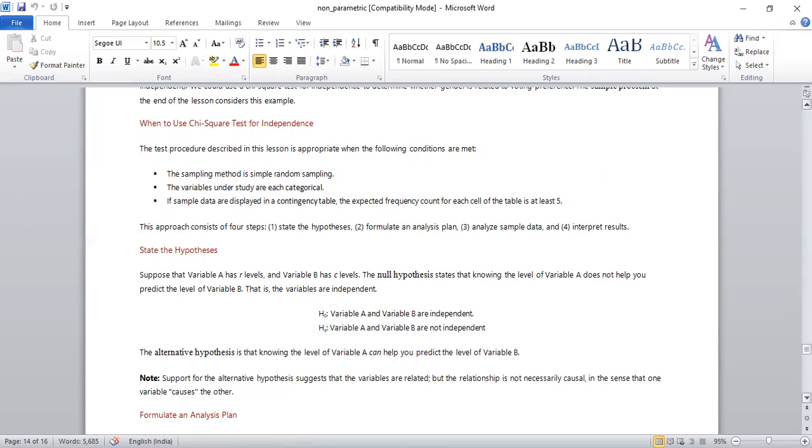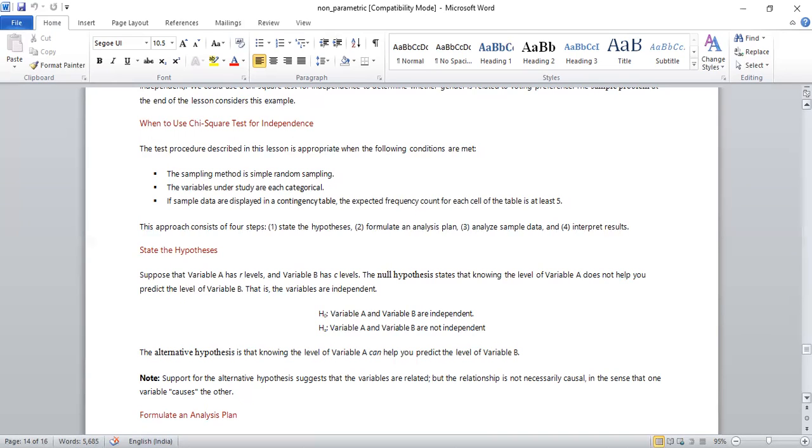This approach obviously also consists of four steps. First is to state the hypothesis. Second, formulate an analysis plan. Third is analyzing sample data. Fourth is interpreting the results. So just look at how to state the hypothesis.